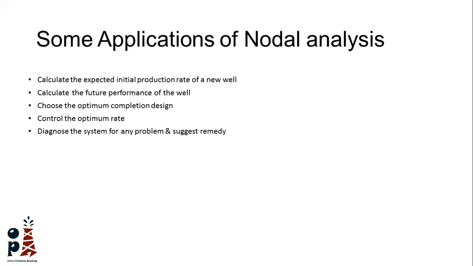Also, as we will see later, using nodal analysis you can optimize your completion size. Should you use a wider completion or a smaller completion? Also, what artificial lift will you use? Do I need artificial lift originally? Do you need artificial lift or do you not? And if you are going to use artificial lift, what will be the optimum parameters of this artificial lift?